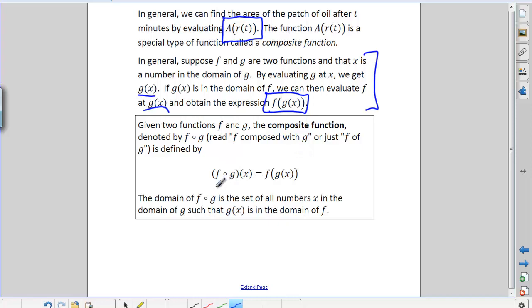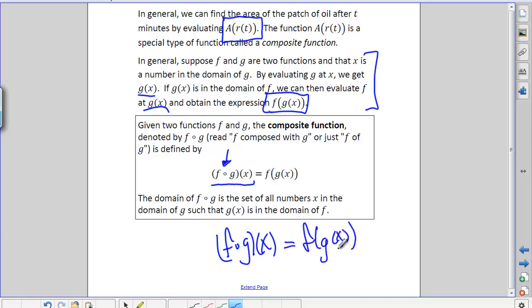And the notation for this looks like this. That little circle, it's not a times, okay, that's a little tiny circle, and then f of g of x. That's the same as plugging the g of x function into the f function. And we'll talk about the domain here in just a minute, but that's the notation that we use.